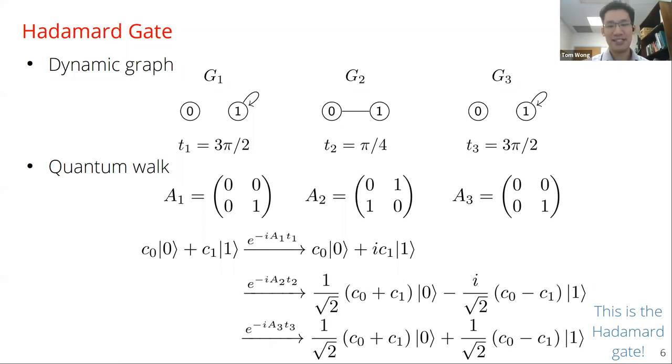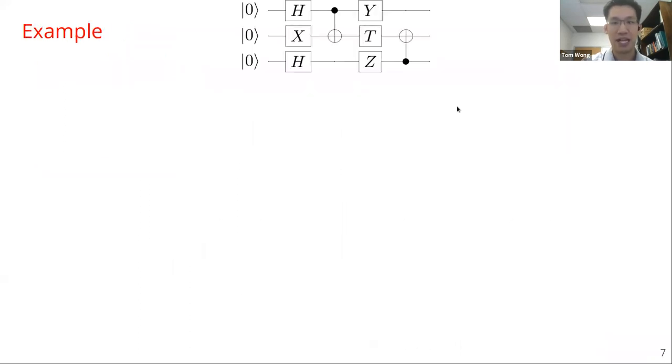And Herrman and Humble figured out how to do this on the whole universal gate set: Hadamard, T, and CNOT, and on Pauli gates and things like that. I'm not going to go over all of those constructions. You can just look up in the papers what sequence of graphs to use, and it's really straightforward. So let me give you an example here.